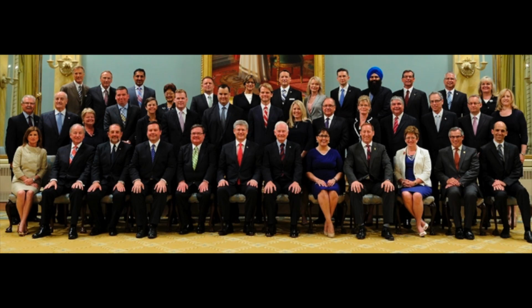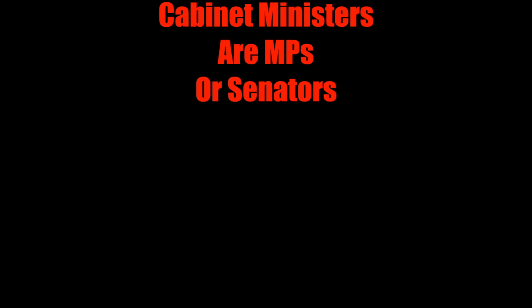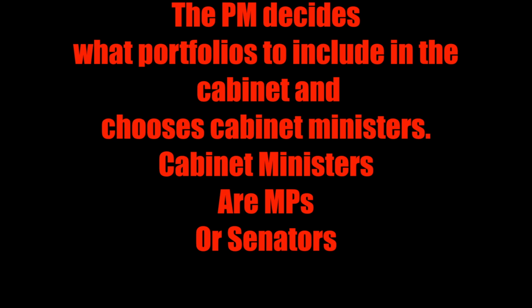A cabinet includes the people with the responsibility for different government departments, for example, health, education, etc. The members of the cabinet belong to leading political parties in the House of Commons, and are members of Parliament, or MPs, or senators. The members of the cabinet are called cabinet ministers. The Prime Minister decides what portfolios to include in the cabinet and chooses cabinet ministers.